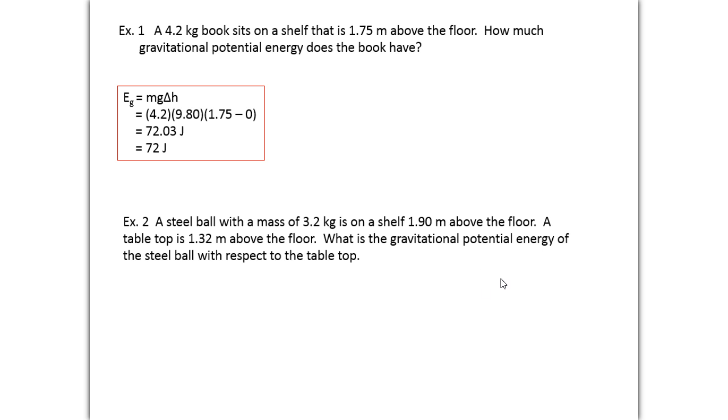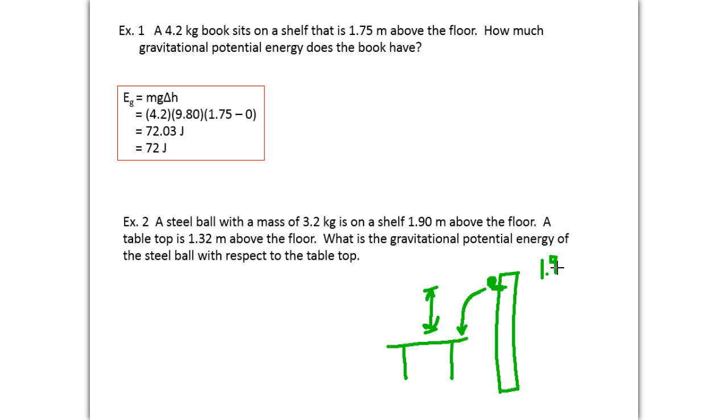So if you had your shelf, here's your shelf. Maybe it's a bookshelf or whatever. But you had the steel ball resting here, and there's a table underneath it. How much energy does the ball have in reference to the table? Well, it's the height difference that's important, from here to there. So if you're told that the shelf is 1.9 meters high and the table is 1.32 meters high, well, what's this height difference?